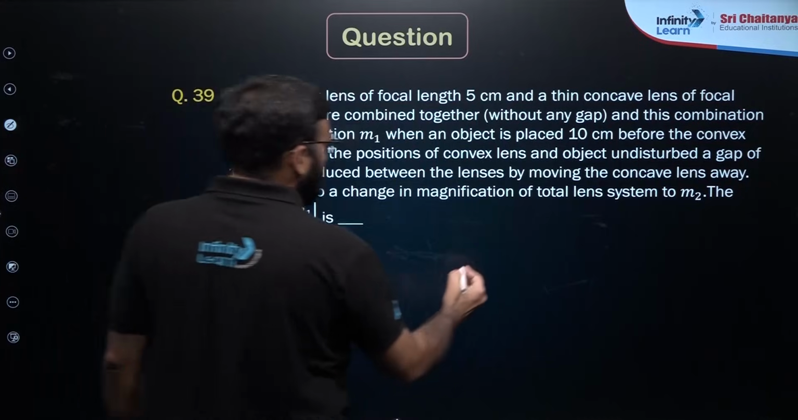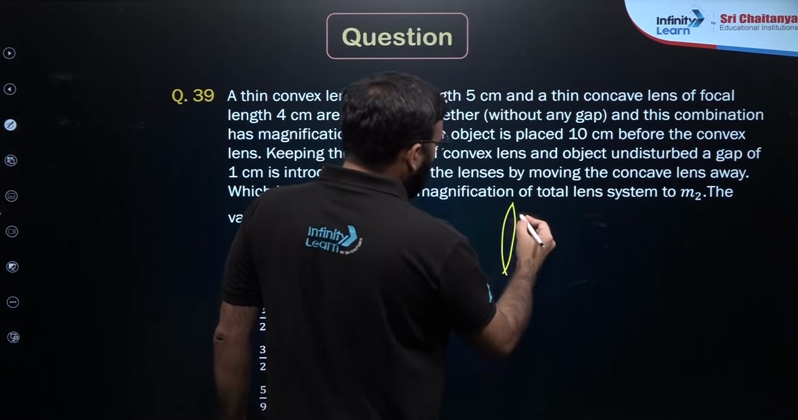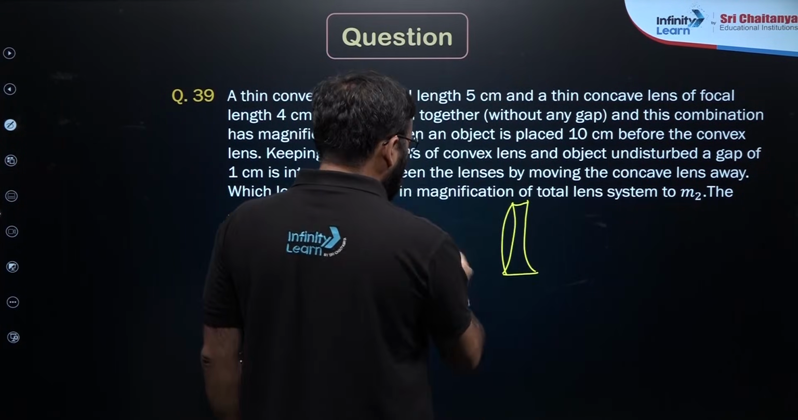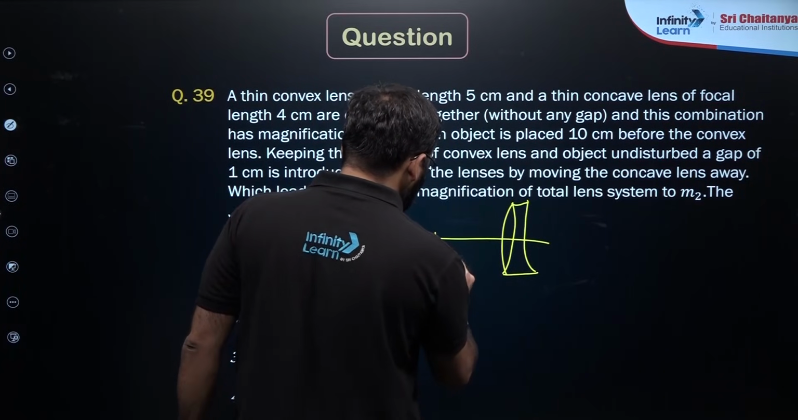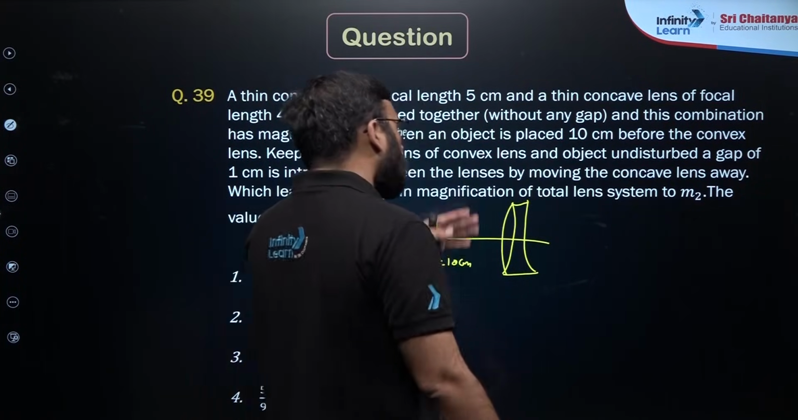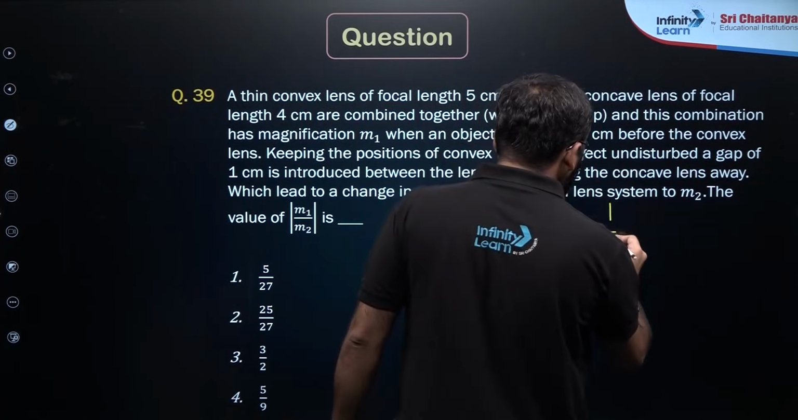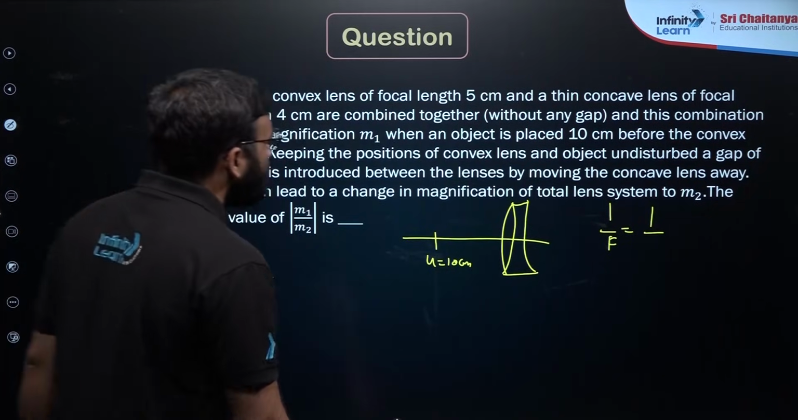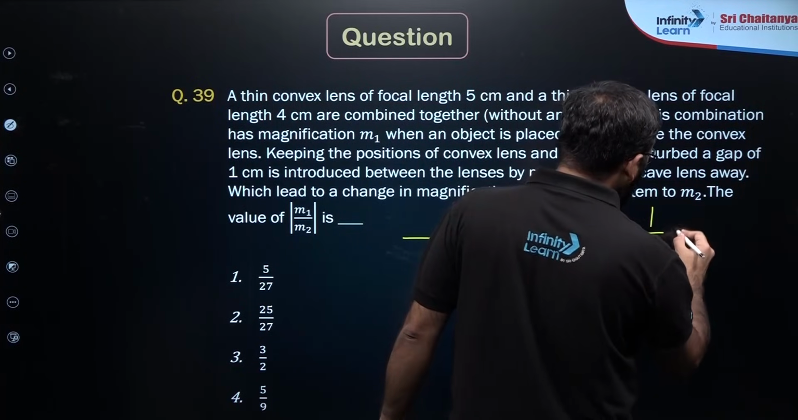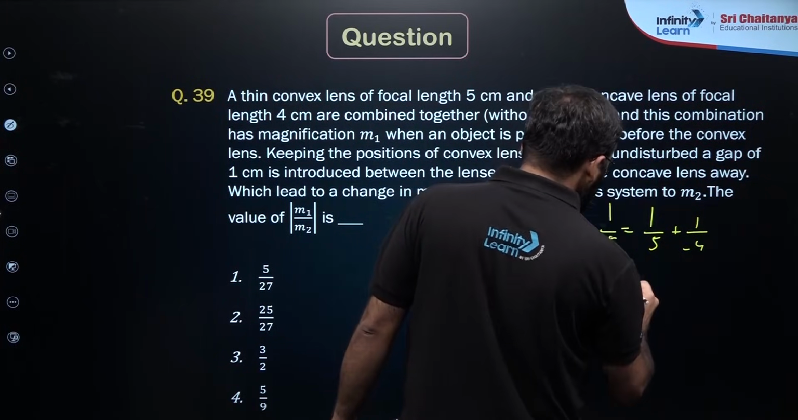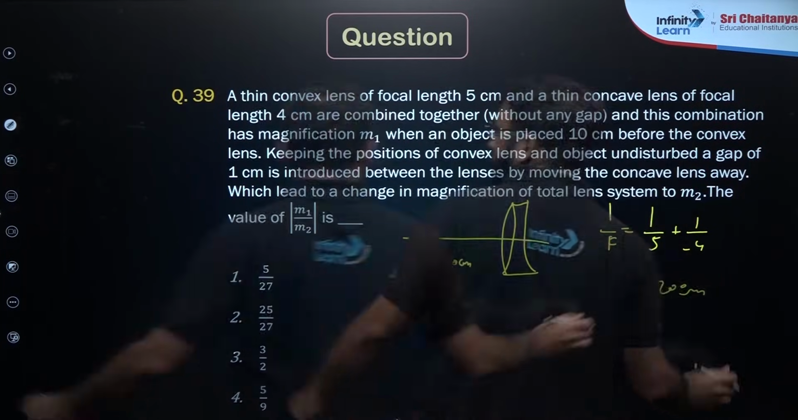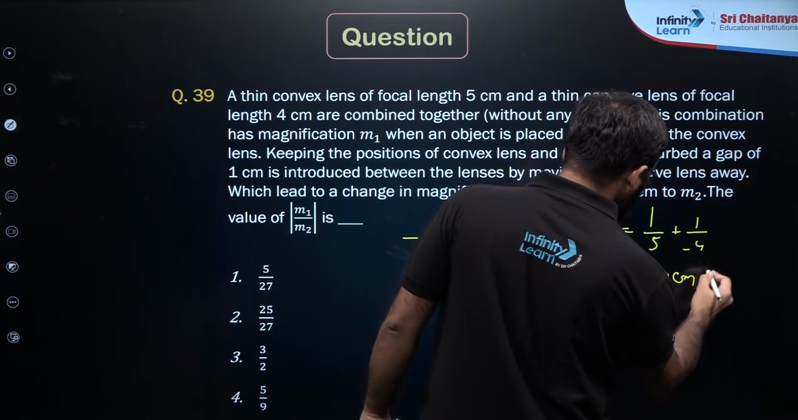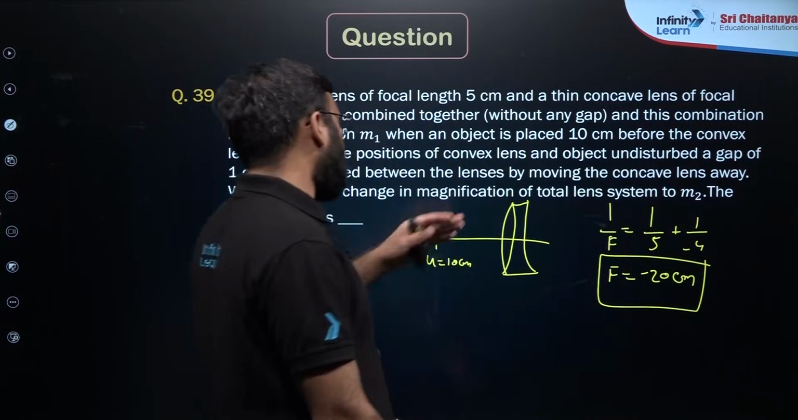So first I will find, these are my two lenses, convex and concave, both combined. So this is my system, beta, and I will put one object, u equals to 10 cm away from this. So what is my combination focal length? 1 upon F equals to 1 upon 5 cm, that is my convex lens, positive, plus 1 by minus 4. So this one you can solve. So F equals to minus 20 cm, minus 20 centimeter beta. So this is the focal length of the combined system.